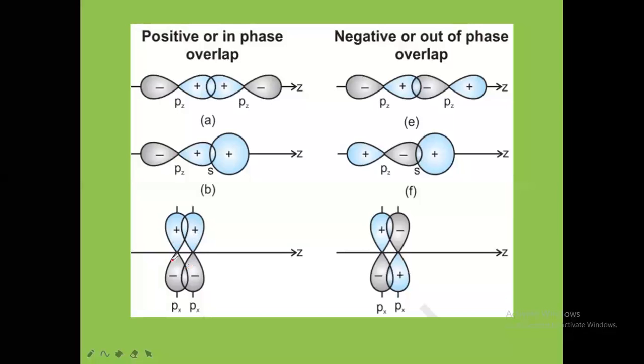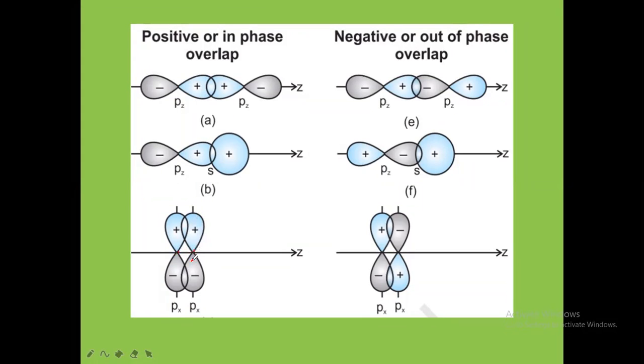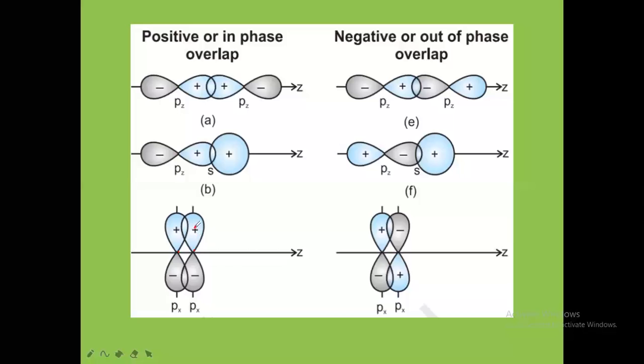Both orbitals are parallel to each other, not along the same axis. Now this px is perpendicular to the internuclear axis. Here the internuclear axis is this axis. It is a nucleus, and this is also a nucleus. So the axis between the two nuclei is called the internuclear axis. And this px orbital is perpendicular to the internuclear axis. So both p orbitals are parallel to each other.